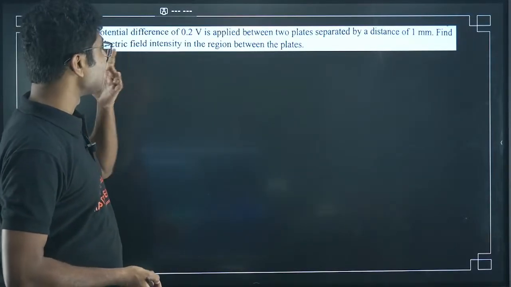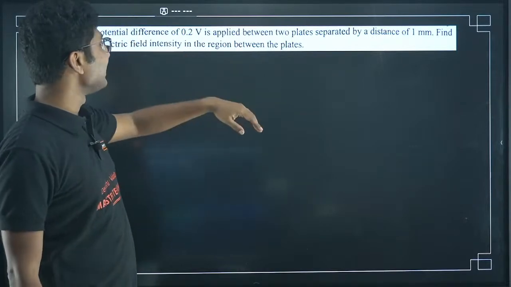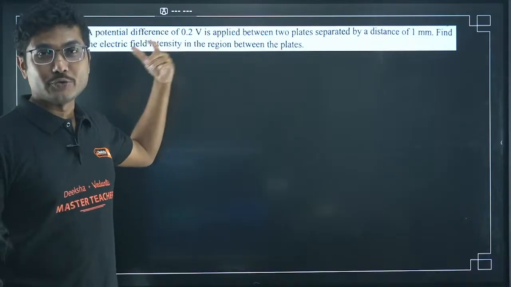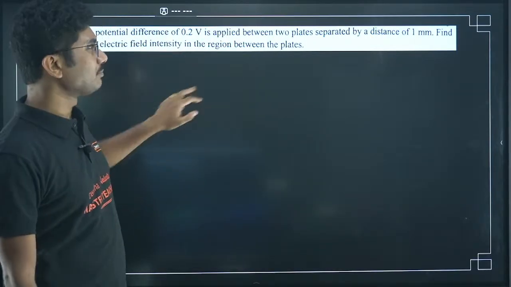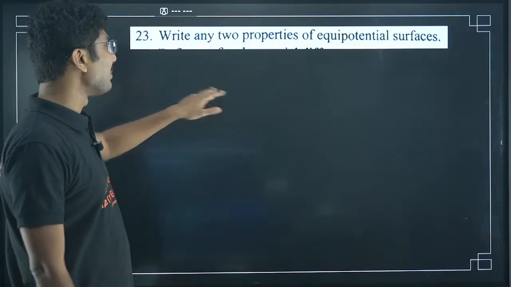Next, a potential difference is applied between 2 plates separated by 1 millimeter. Find the electric field intensity. So E is equal to dV by dl, and from there you can easily find the electric field. This is an easy question. Right, any 2 properties of equipotential surface, I have given this multiple times.